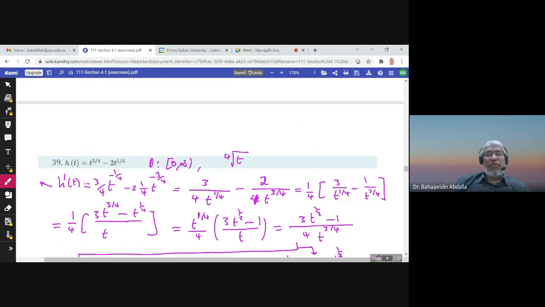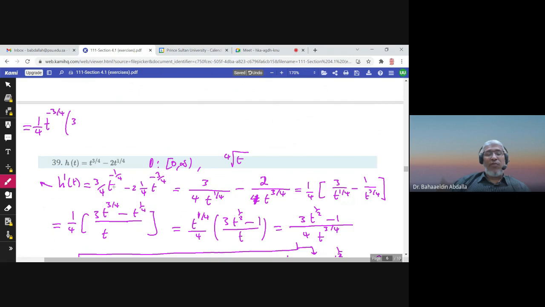But I'd like to tell you how to simplify h prime of t here by taking a common factor. This is 3 over 4, this is negative 2 over 4, so I can take 1 over 4 as a common factor. And this is t to the power negative 1 over 4, t to the power negative 3 over 4. The smallest power is t to the power negative 3 over 4, so I can take it also as a common factor. And now 3 over 4 divided by 1 over 4 is just 3.